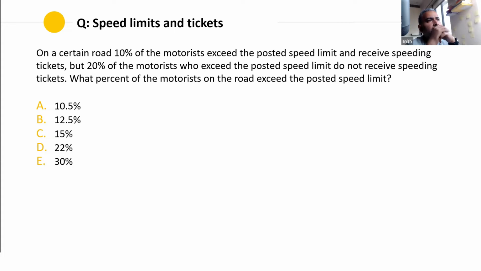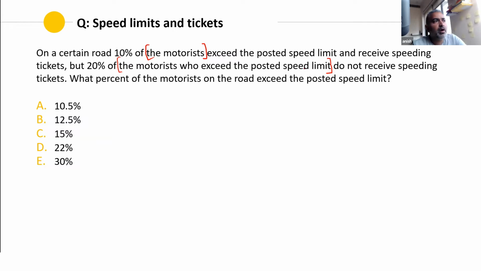Okay. But 20% of the motorists who exceed the posted speed limit. Now, it's essential that we understand 20% of what, right? I mentioned this in day 2 itself. Whenever we come across percentages, it's our job to understand what's the part, what's the whole. 10% of what? 10% of all motorists. And then 20% of what? 20% of the motorists who exceed the posted speed limit.